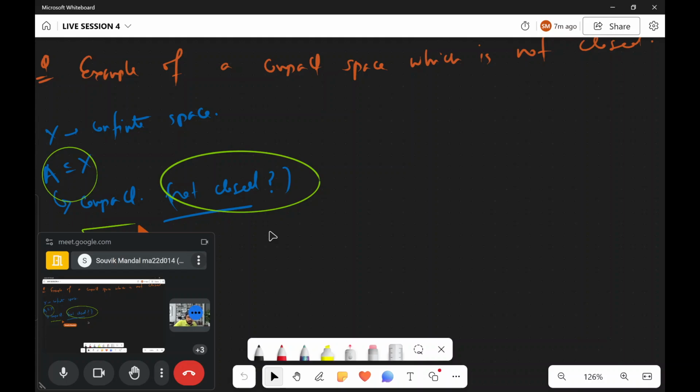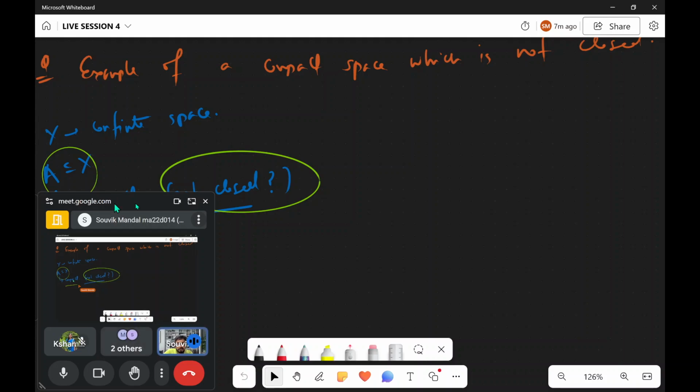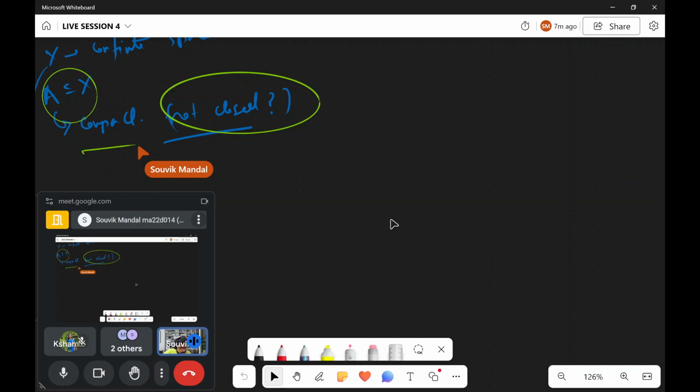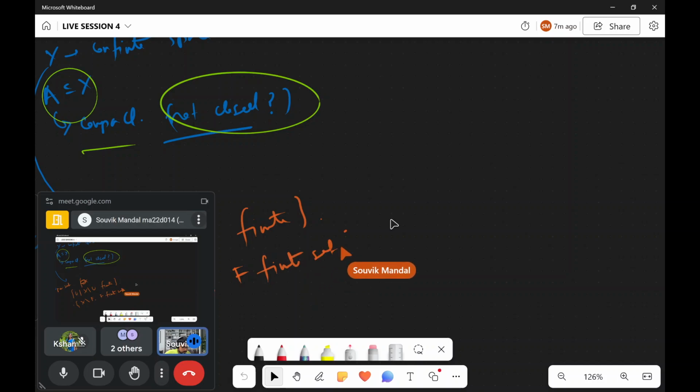Now tell me, in cofinite topology, what are the open sets? Open sets are all those U such that X minus U is finite. By definition, that is the open sets, correct? So this implies open sets are of the form X minus F, where F is a finite set. So X minus a finite set is an open set.